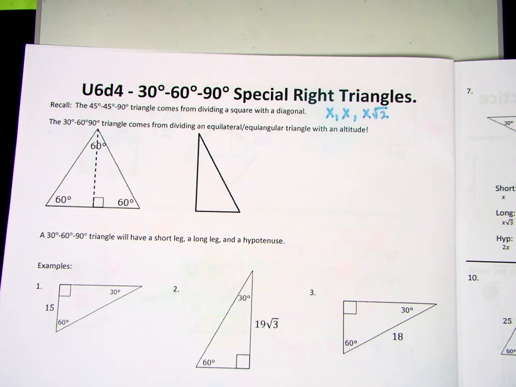Today, we're going to look at 30, 60, 90 triangles, which doesn't come from a square. It comes from dividing an equilateral or equiangular triangle with an altitude. So we're going to be taking an equiangular or equilateral triangle and dividing it in half.